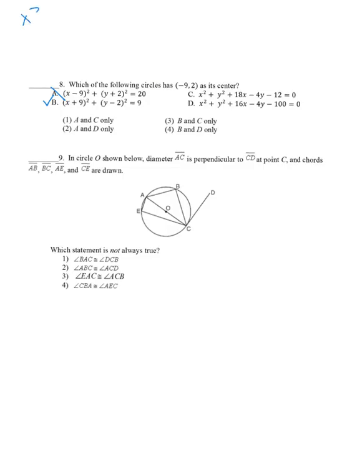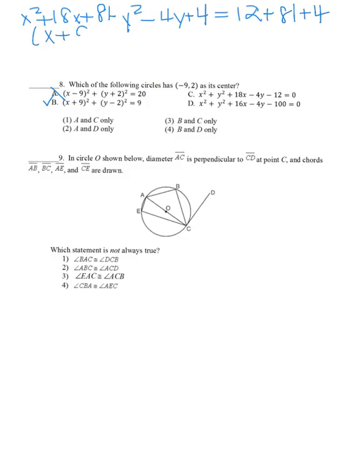X squared grouped with 18x, y squared grouped with negative 4y. Okay, so 1 half of 18 is 9, squared is plus 81. 1 half of 4 is 2, squared is plus 4. So this factored is x plus 9 squared plus y minus 2 squared. And this has a center equal to negative 9, 2. So C works. So it appears as though B and C work.